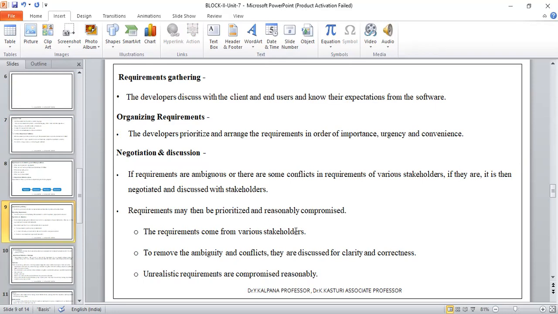The requirements come from various stakeholders. To remove the ambiguity and conflicts, they are discussed for clarity and corrections. Therefore, they are prioritizing the requirements. They may add some requirements or remove some requirements during that negotiation and discussion. Unrealistic requirements are compromised reasonably. Yes, some requirements cannot be done in reality, so they are compromised.